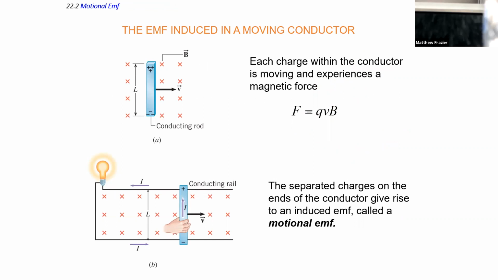So one of the examples we're going to look at is changing the area. This is a weird sort of thing where we're going to set up a problem of a conductor moving through a magnetic field. So I'm going to start drawing on the slides now, if I can. All right.